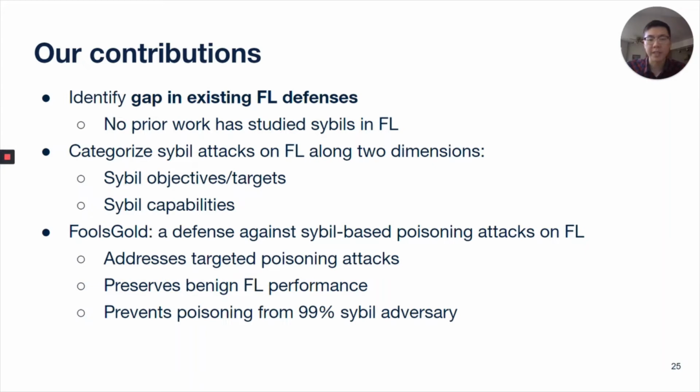FoolsGold specifically is aimed to defend against targeted poisoning attacks, and has the benefits of both preserving the performance of federated learning in a benign setting, as well as preventing poisoning from an increasing size of a Sybil adversary. We show in our work that even with 99% adversaries, FoolsGold can prevent a poisoning attack.